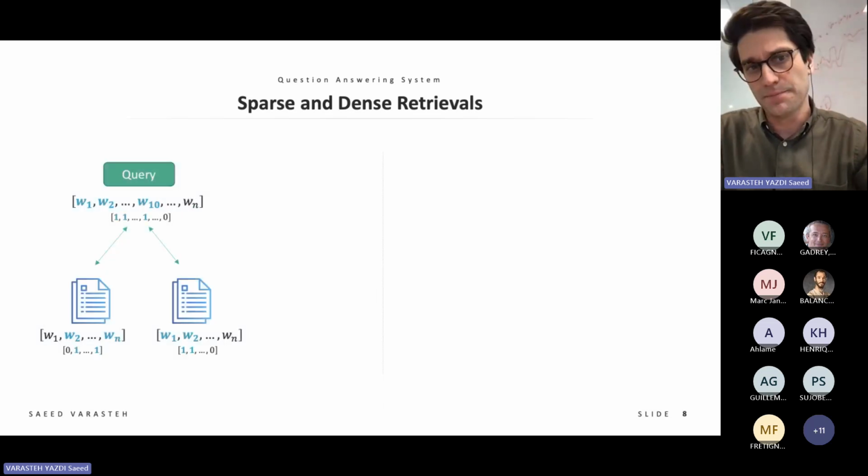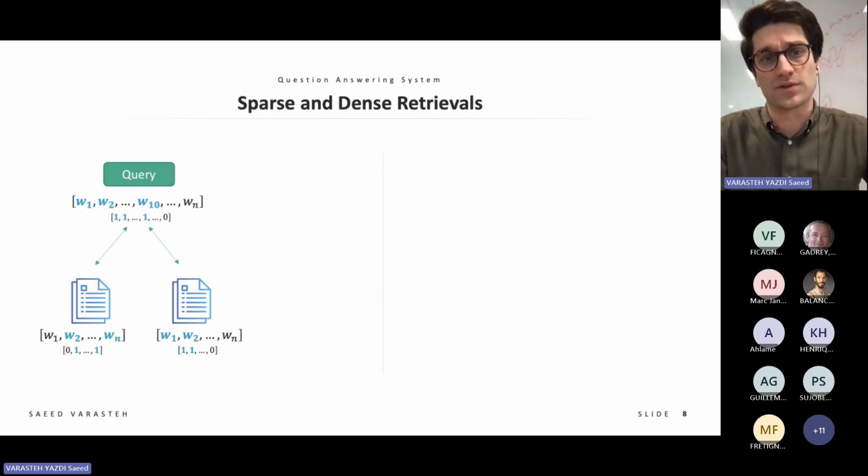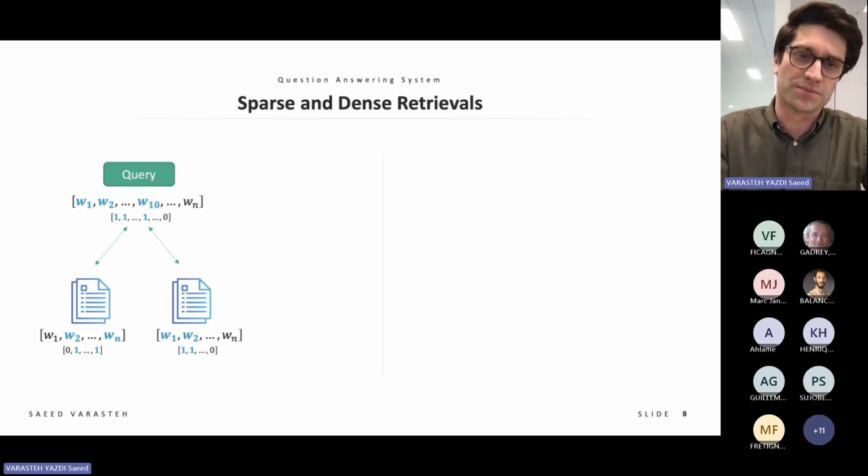So you can do the same for all the documents that you have in your collection. So now you have a numerical representation for your query and for your documents. Now you can simply use any search algorithm, like for example cosine similarity, to search in this space, in this vectorial space.